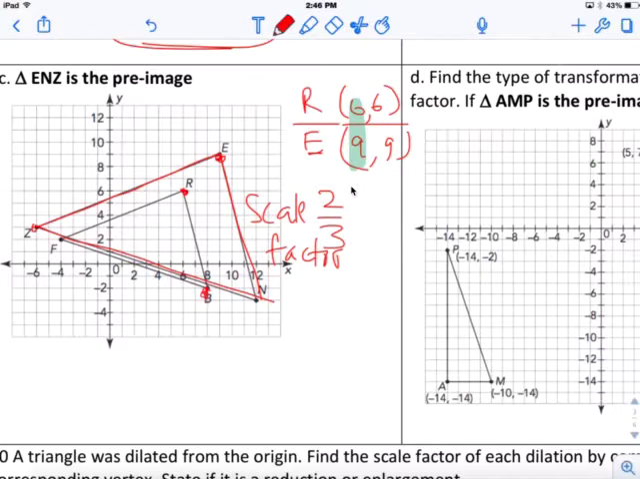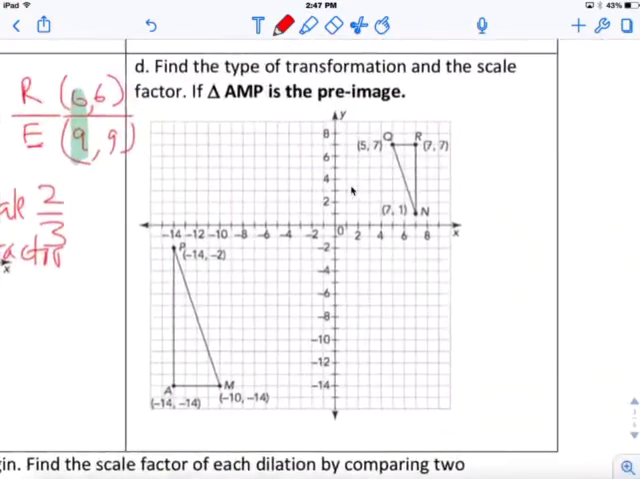Right here, let's say B and N. It's N, it's B, which is 8 and 12, and 2 and 3. Yep, scale factor of 2 over 3. Reduce this to 2 over 3. Scale factor of 2 over 3. Okay? It's the same.